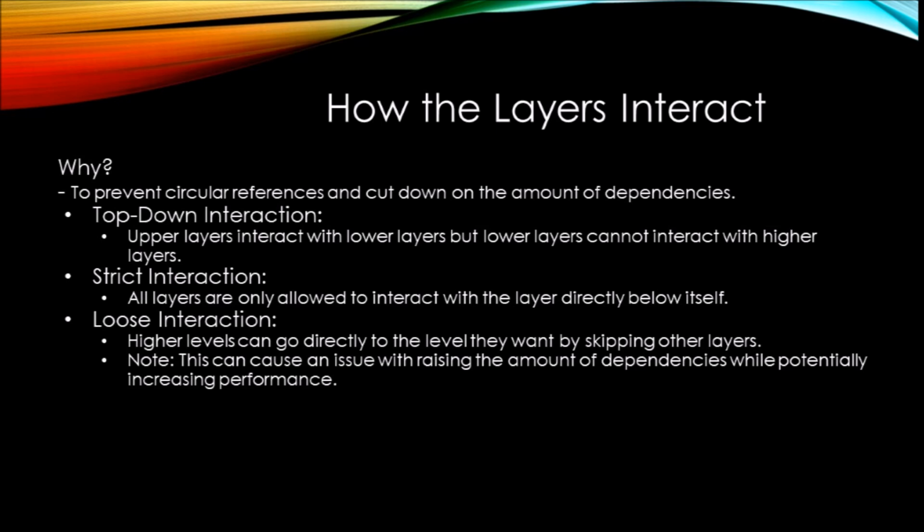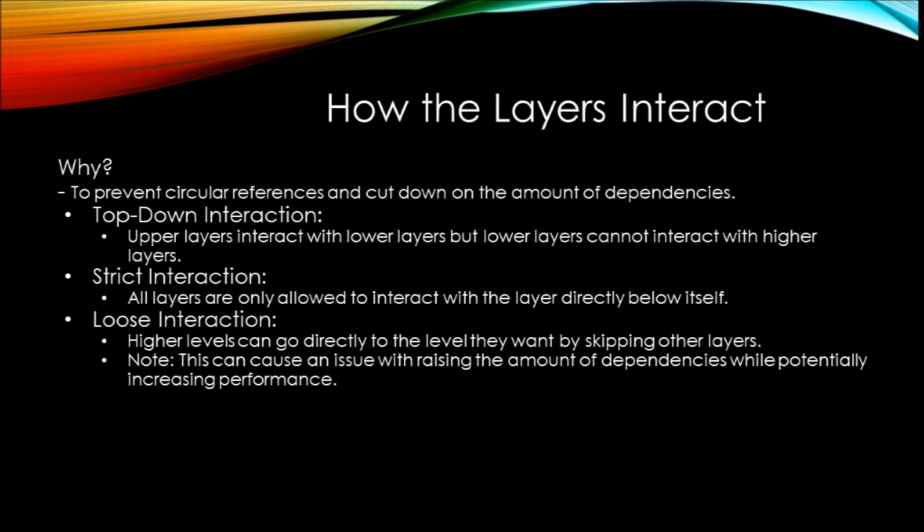The next type of interaction is called strict interaction, where all the layers are only allowed to interact with the layer directly below itself. This keeps it as a one-to-one type of ratio, or one-to-many, if you look at it in different perspectives. And this will keep a lot of issues out of the way, but sometimes may make it more difficult to do other things.